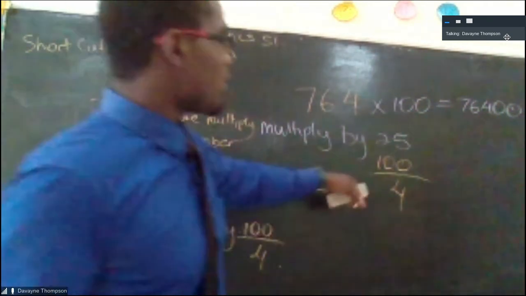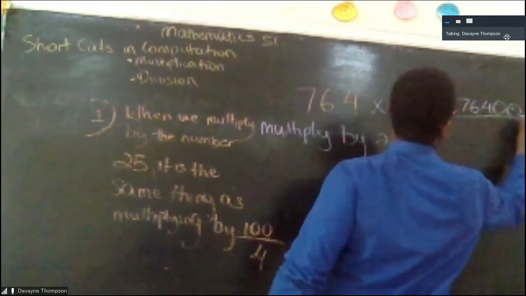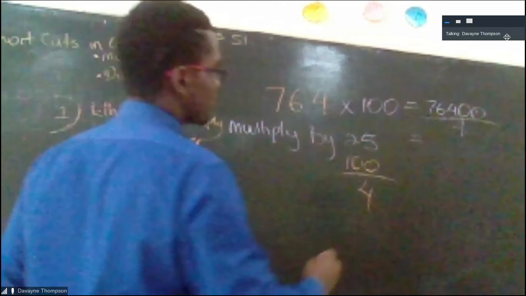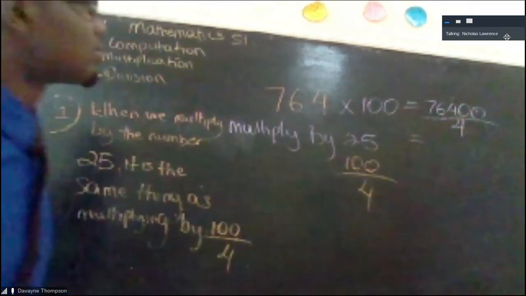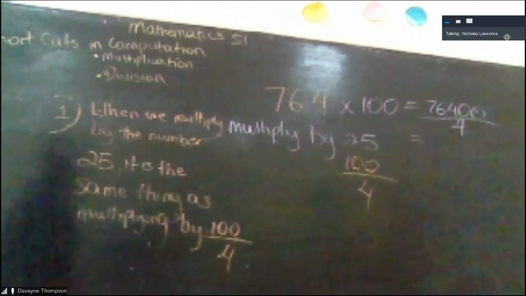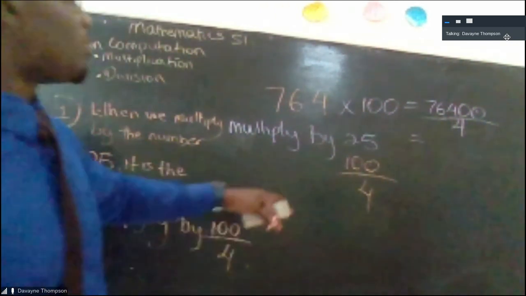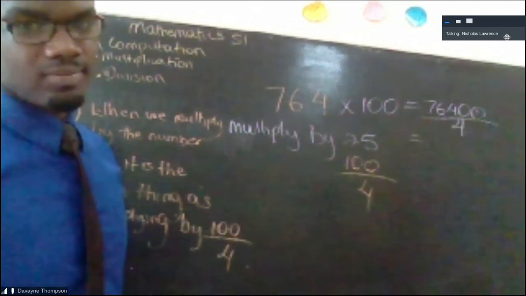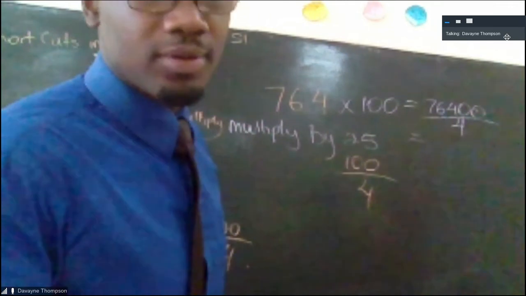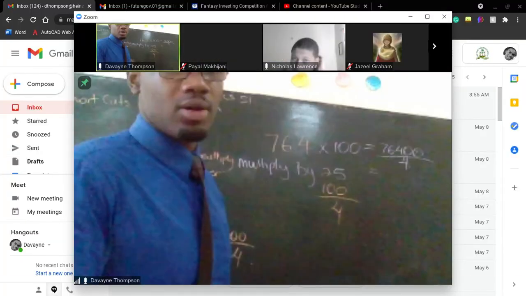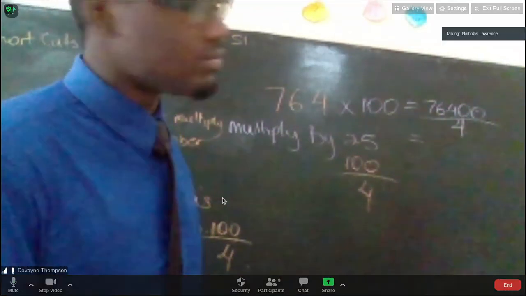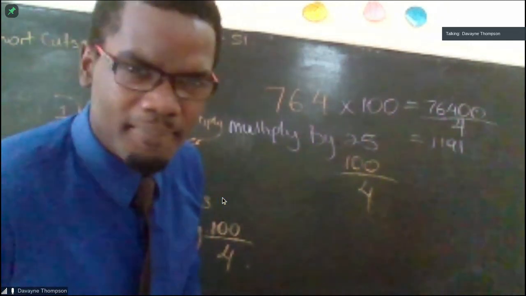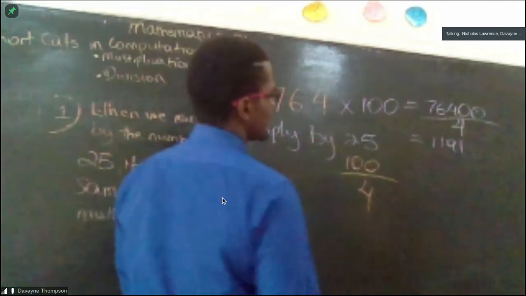The next thing we're going to do now is to divide by 4. So my question is, what is 76,400 divided by 4? So instead of multiplying by 25, we're multiplying by 100 divided by 4. Okay, Google. One second. So the answer is 19,100. Can you repeat that for me? It's 19,100.